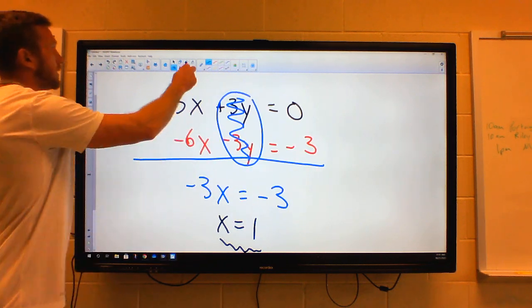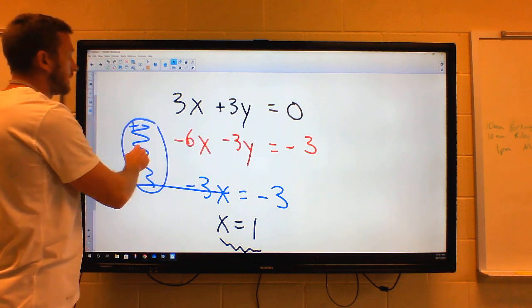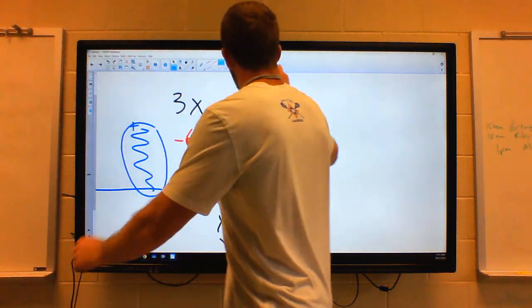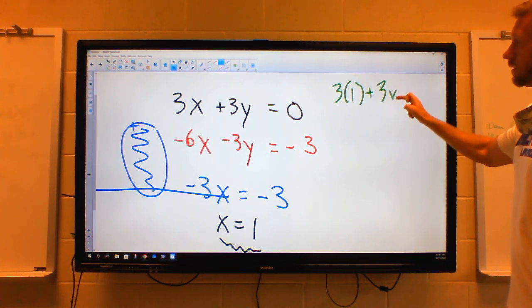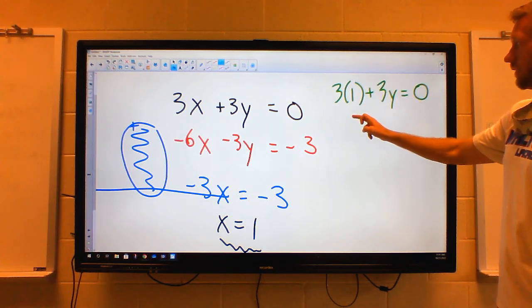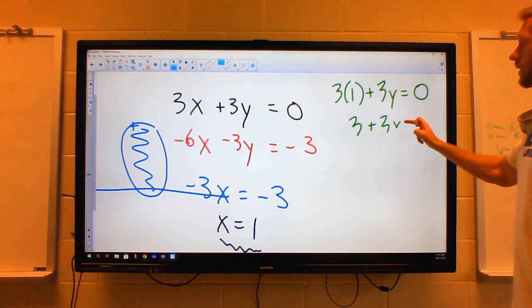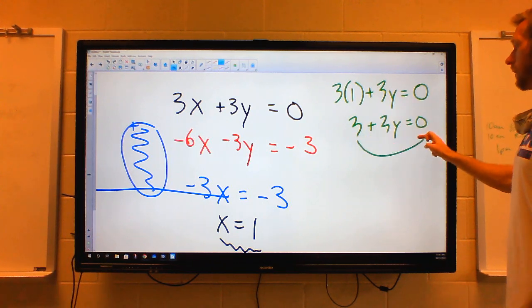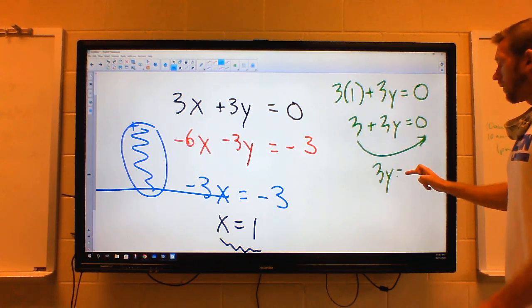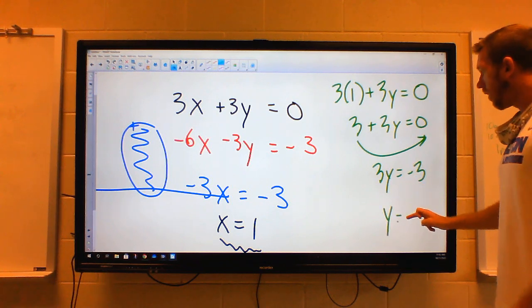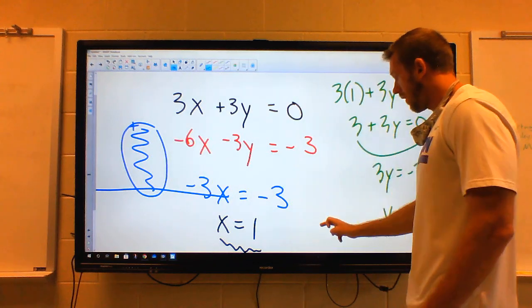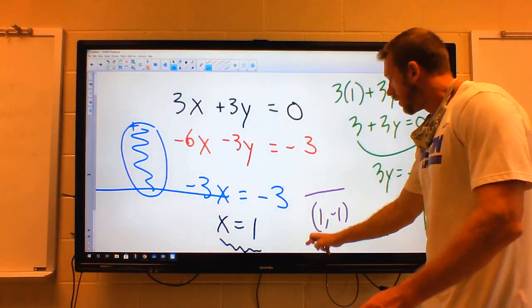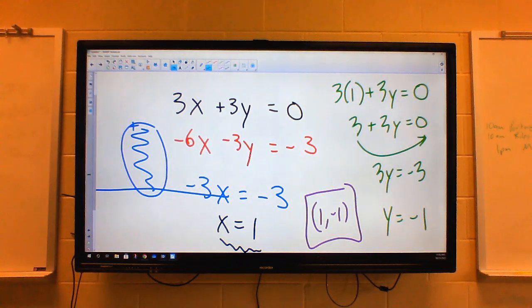Alright, so now that I know x equals 1, I can go back to this top equation. I can plug in 1 for x and solve. 3 plus 3y equals 0. Subtract this 3 to the other side. 3y equals negative 3. Y equals negative 1. And now we have the ordered pair coordinate 1, negative 1, which is our final answer.